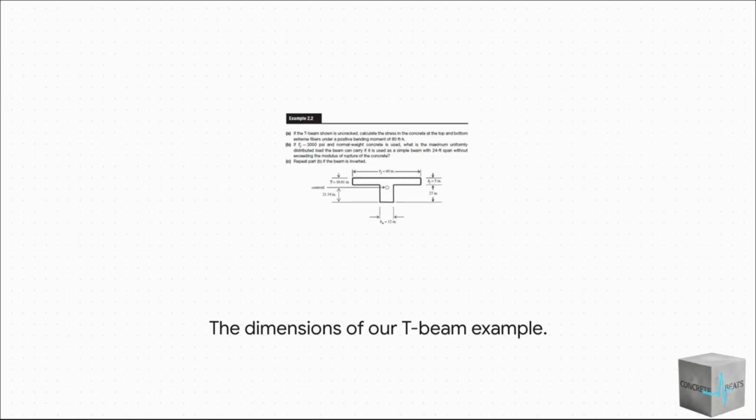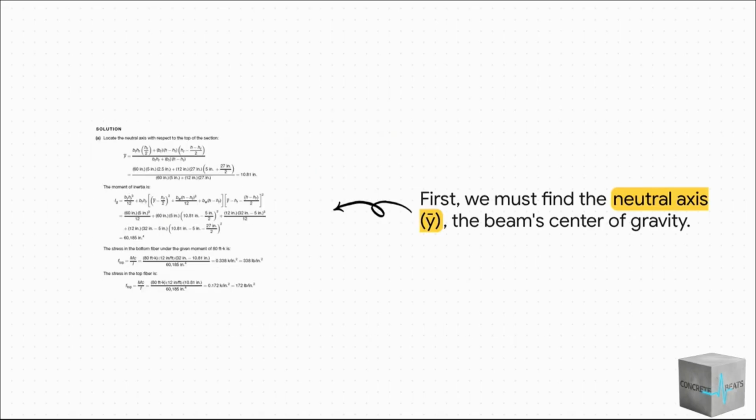We've got this T-beam. It's got a big, wide 60-inch flange on top and a skinnier 12-inch web on the bottom. The concrete is a little different, 3,000 psi this time, and we're going to hit it with a much bigger force, an 80 foot-kip moment. Now, with a shape like this, it's not symmetrical top to bottom. So the first thing we have to do is find its center of gravity, what we call the neutral axis.